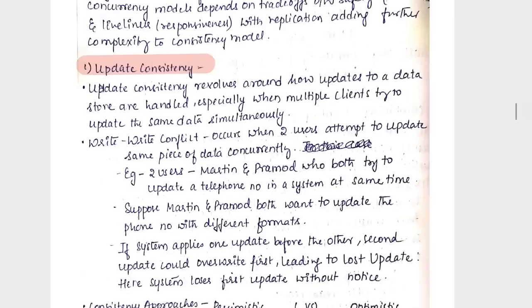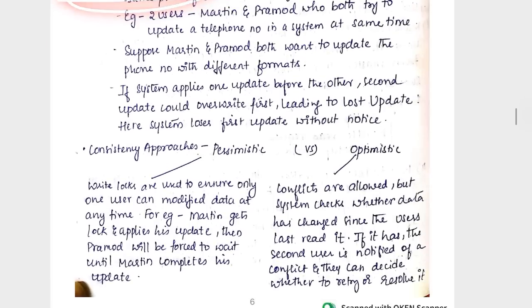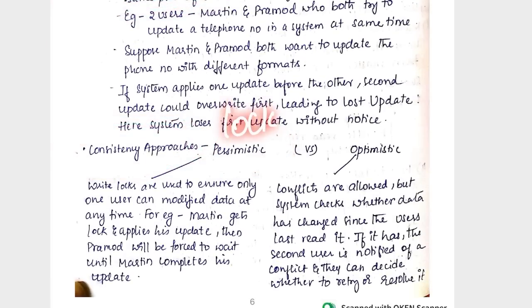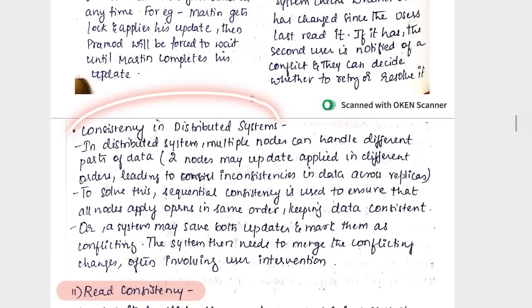So this was about update consistency. We have spoken about what update consistency is, that is write conflict, and how we address it, by making use of either the pessimistic approach, that is the write lock, or the optimistic approach, that is sending a message or notification. Then we saw consistency in distributed systems.